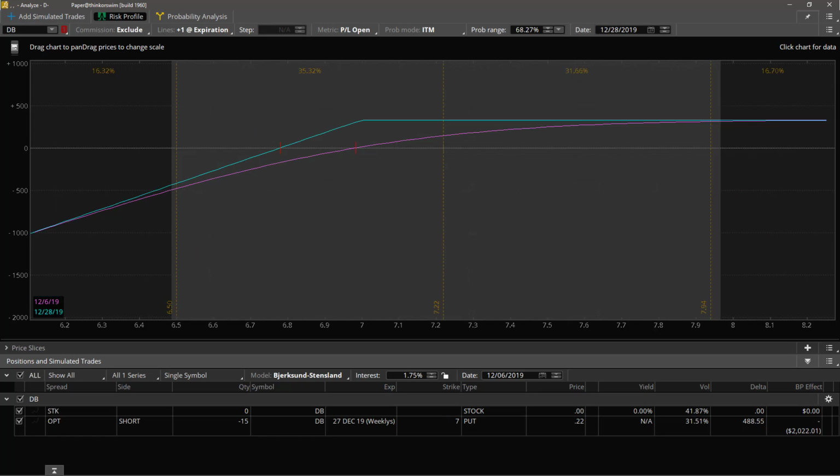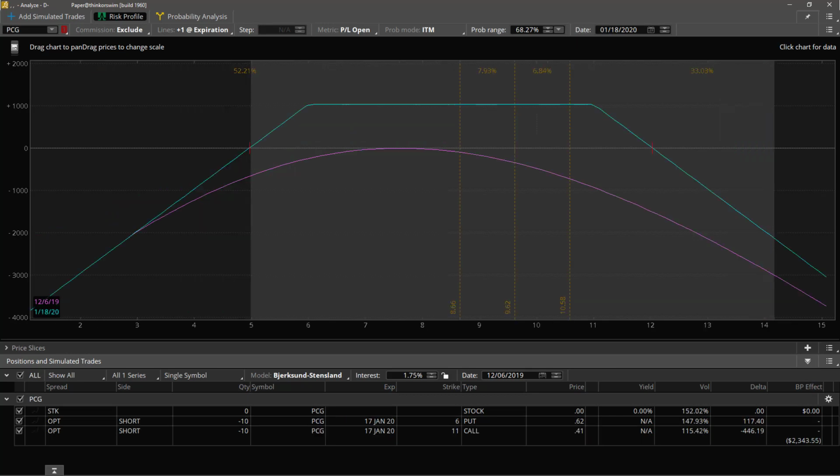Let's look at this one. This is on Deutsche Bank. Deutsche Bank, this is just a naked put position. So I've sold 15 puts. There are 7 puts, and Deutsche Bank is currently trading at $7.22. So they're safe for now and making money.